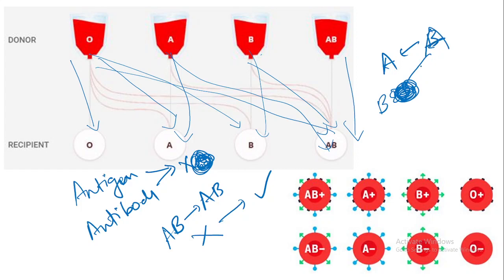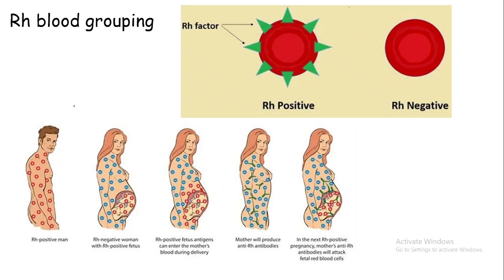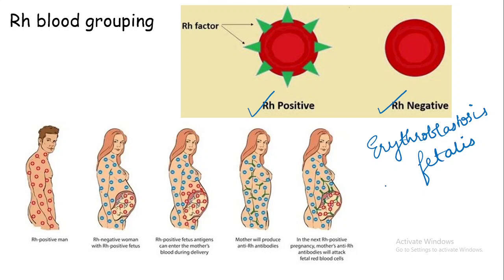Alright? Moving ahead, another, as I told you, is RH blood grouping. These are the RH factors which, when they are present, he is RH positive. When they are absent, he is RH negative. An important concept with respect to RH blood grouping is about erythroblastosis fetalis. What is this? Erythroblastosis refers to RBC. Fetalis refers to the fetus.